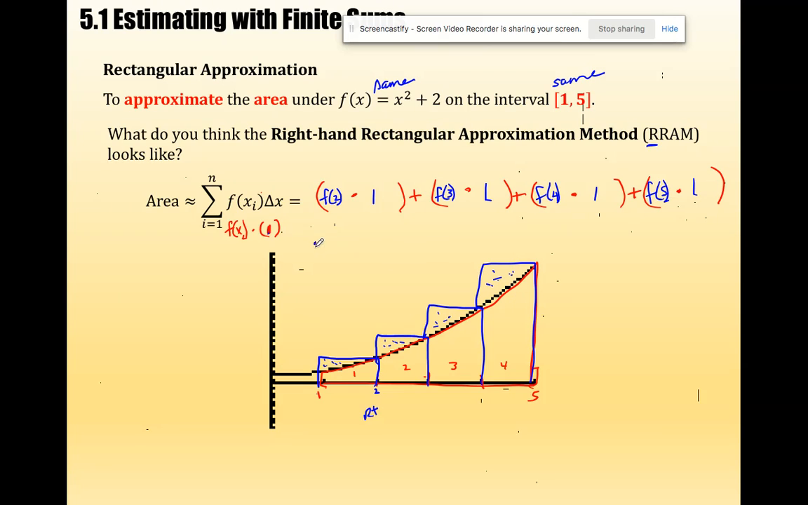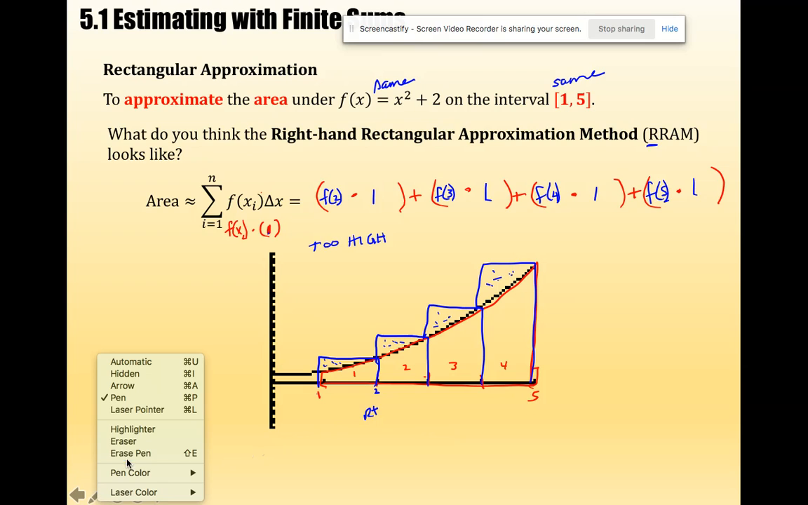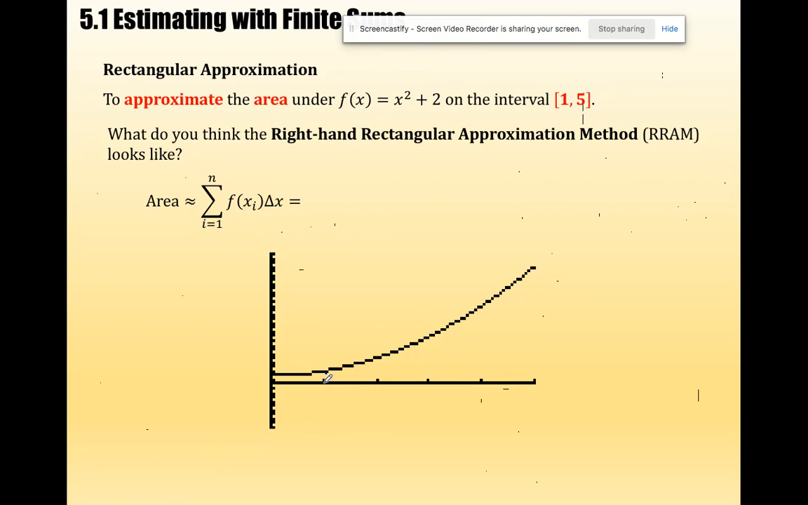Is your approximation too low or too high? And I hope you can see and visualize this approximation is too high. What if I had done start, stop, what if I had broken this up into only 3 rectangles and I did this one, right? What if I'd done that?